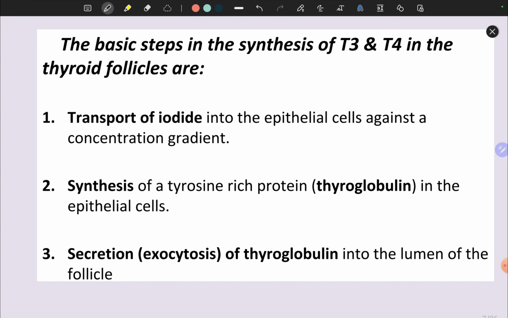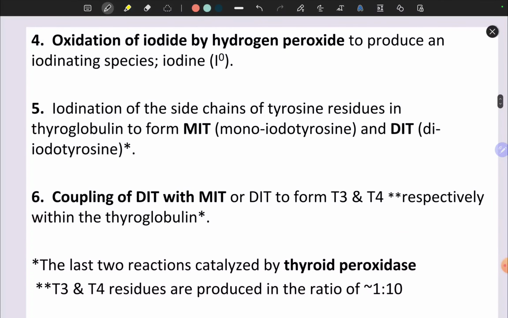After that, we need oxidation of iodide to iodine. This is an enzyme, with hydrogen peroxide that causes the oxidation. Now the iodine, we need iodine to combine with the tyrosine, to bind to the tyrosine to form thyroid hormone.